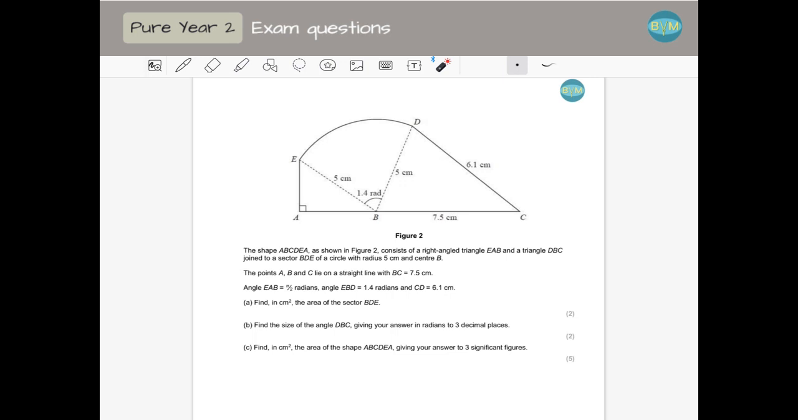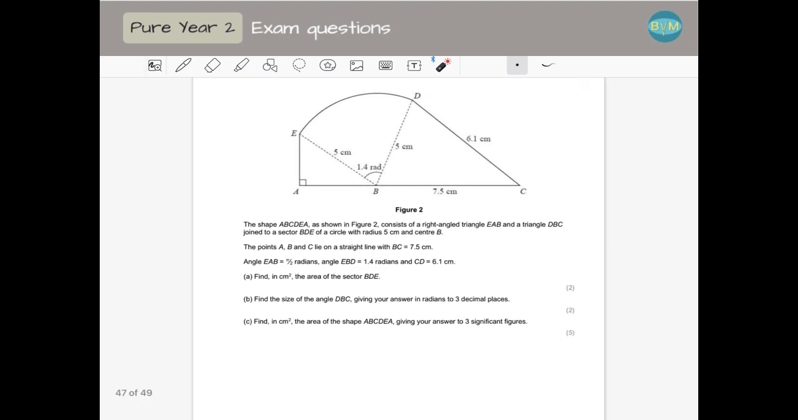Hello, this is a radians question where you have this shape here. It's made by this sector, this right angle triangle, and this other triangle that is nothing in particular. The points A, B, and C are in this line. We know this length, the radius of the sector, and we have to find in centimeters squared the area of the sector BDE, so this area here.